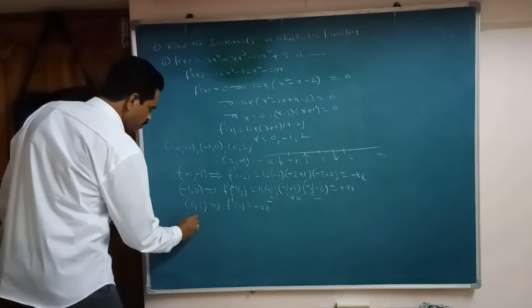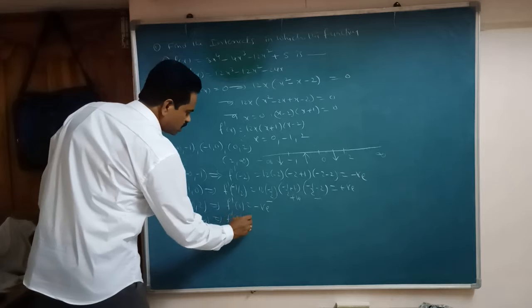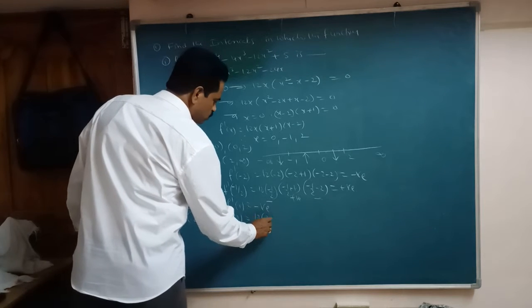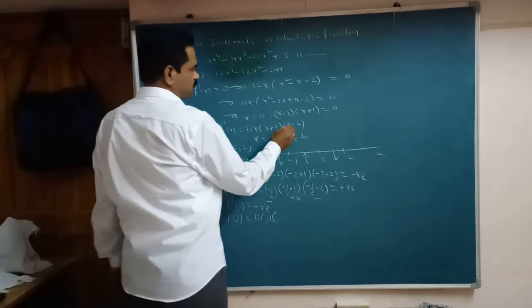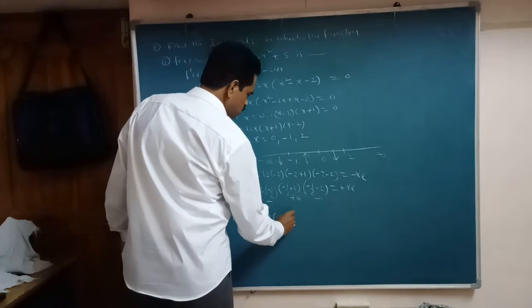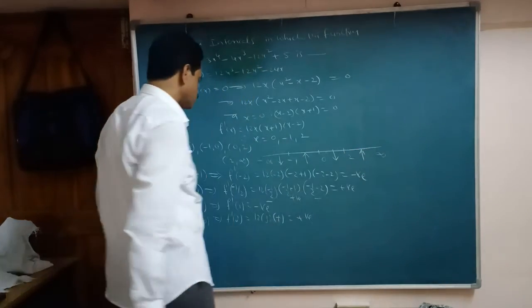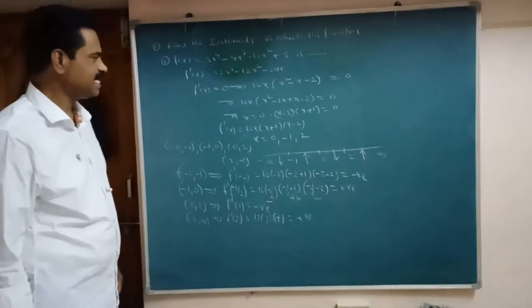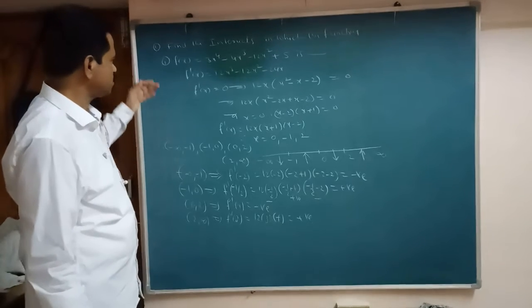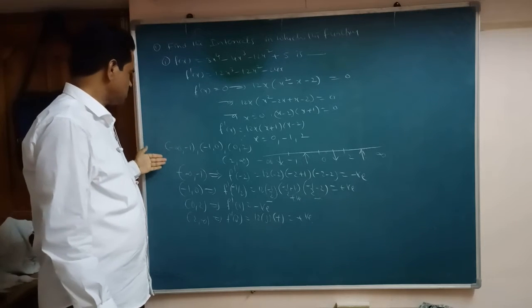Next, take 2 to infinity. Take a value above 2, say 3. That is 12 into 3; 3 + 1 is positive, and 3 − 2 is also positive. So it is positive, which means it is increasing. So f(x) is strictly increasing here. The first step, critical points, is over. Next, divide and rule: find out the sign.